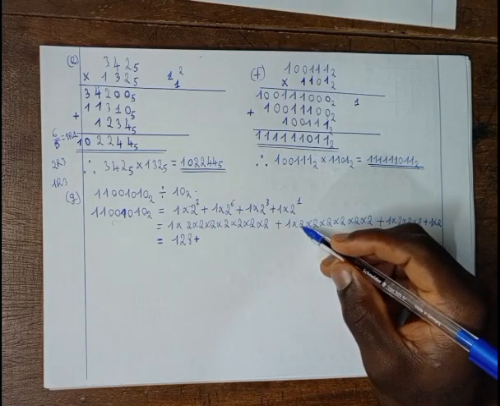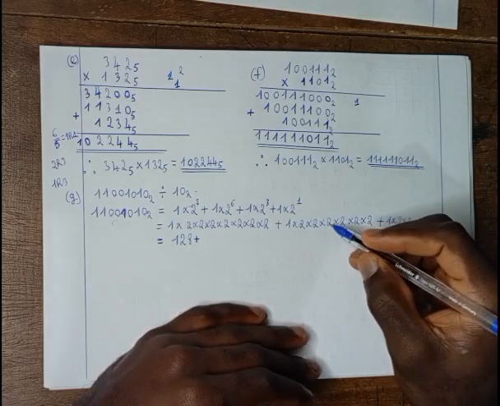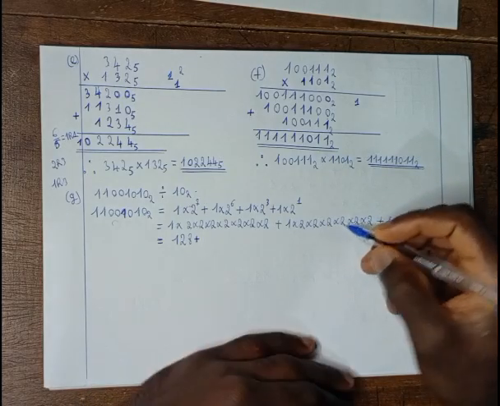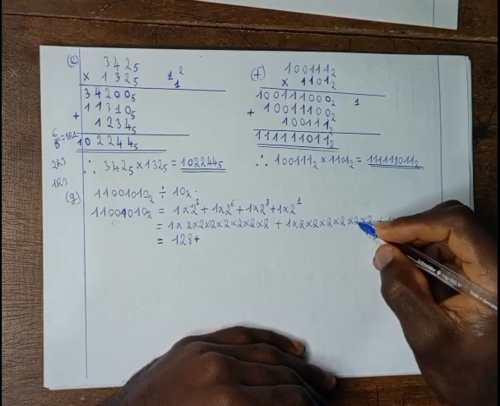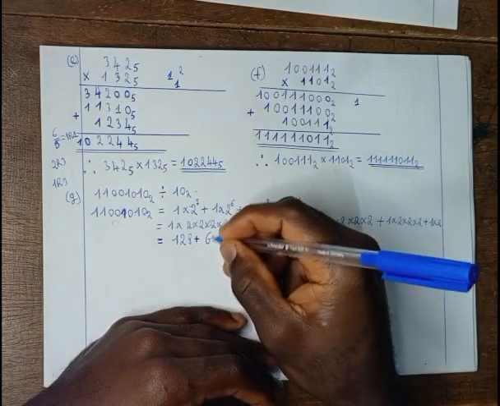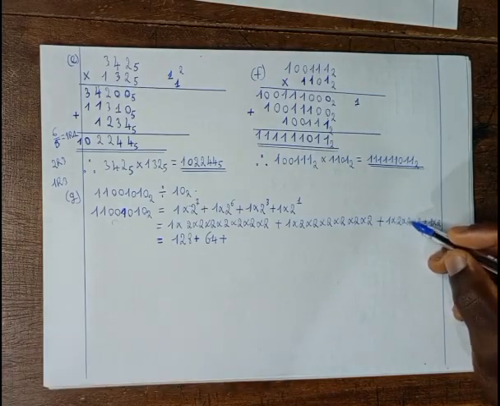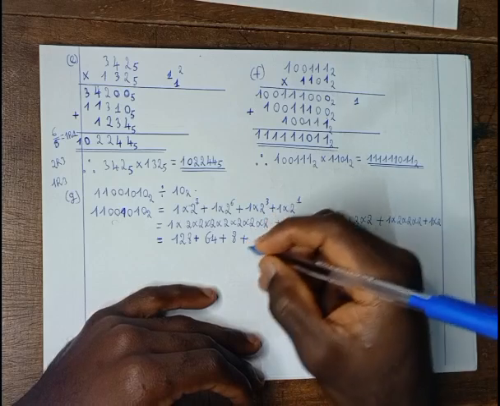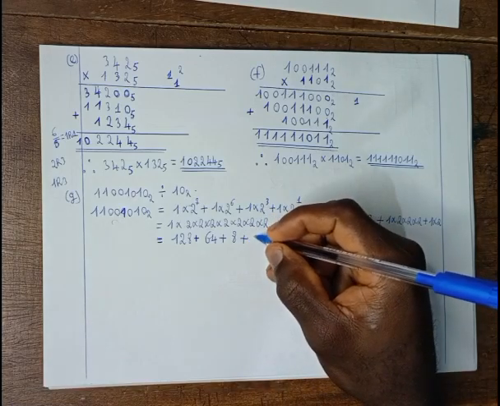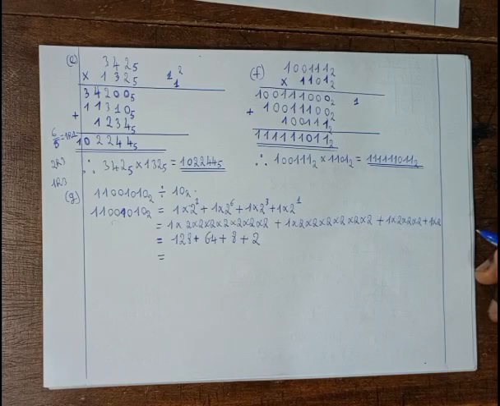Plus, we move now to the next. This will give us 1 times 2, which is 2 times 2, 4 times 2, 8 times 2, 16 times 2, 32 times 2, 64. Plus 1 times 2 gives 2 times 2, it gives 4 times 2, it gives us 8. Plus 1 times 2, which gives us 2. Next, we have to add. We are going to add 128 plus 64. It gives us 192. 192 plus 8 gives us 200. 200 plus 2 gives us 202.